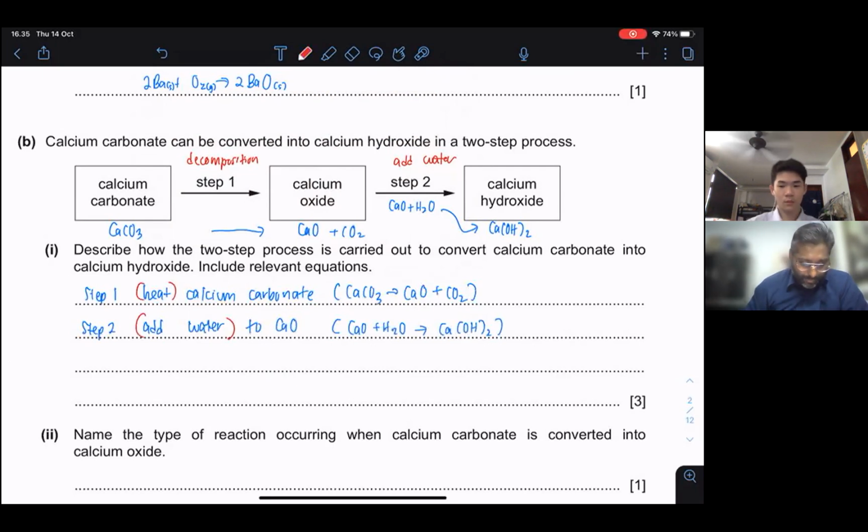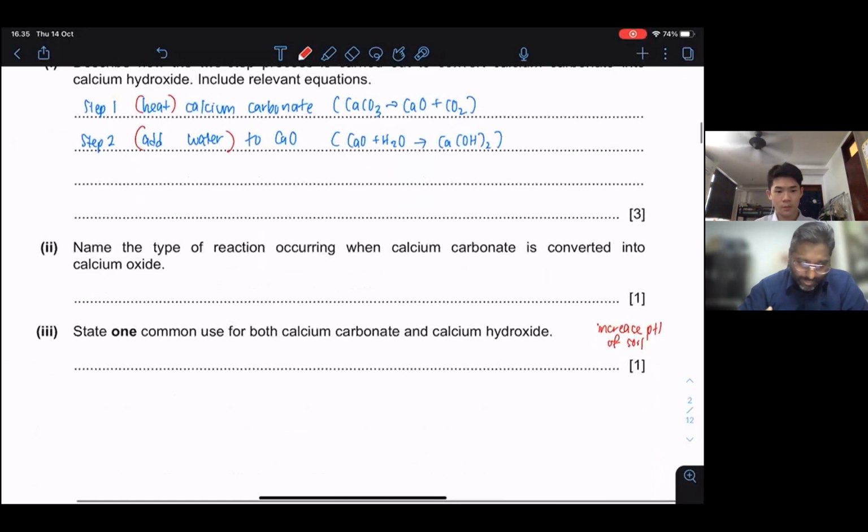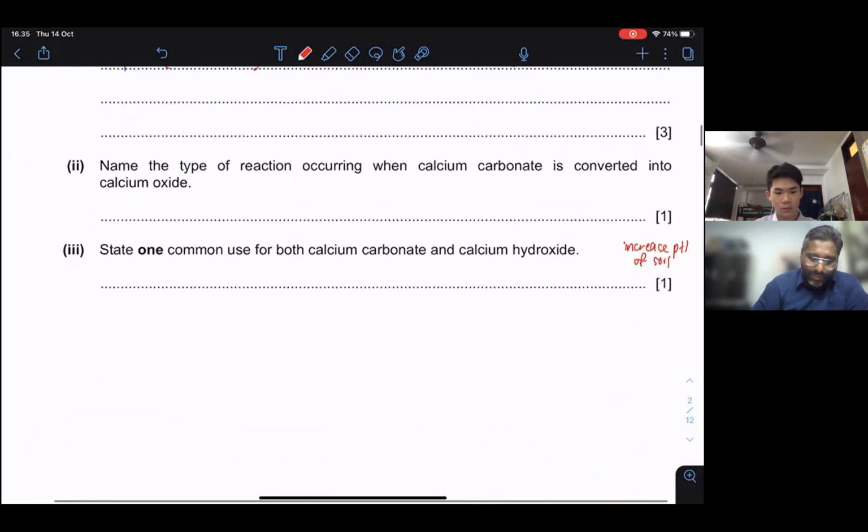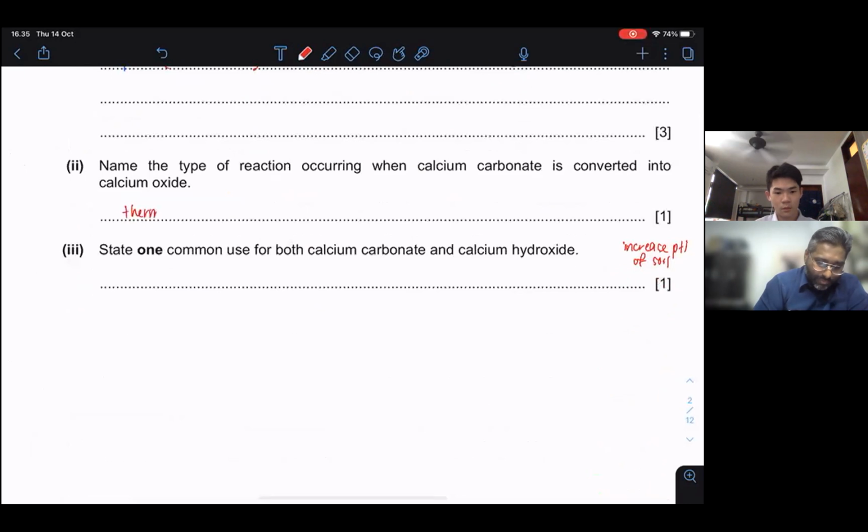Now the following step: name the type of reaction occurring when calcium carbonate is converted into calcium oxide. This one we already know is a decomposition, but you need to be very specific. It's going to be thermal decomposition. So the answer here is thermal decomposition.